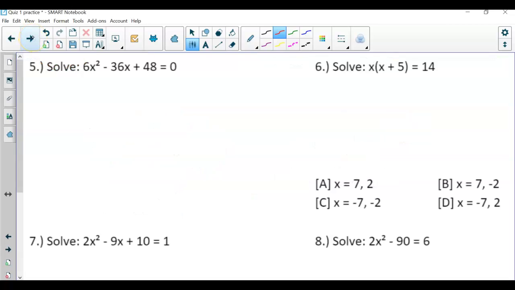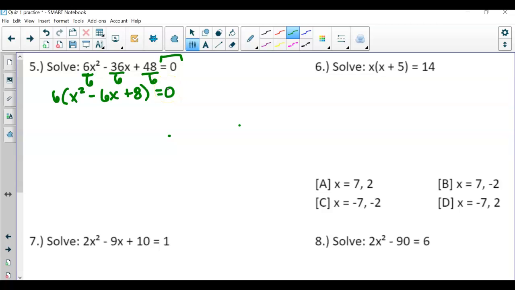Question number 5. Now notice we're solving, right? Our equation is equal to 0, so we're good to go. Now notice how a is greater than 1. So do we have a GCF? Yes. I can factor out 6. So I'm going to factor out 6, and we're left with 6 times x squared (6 divided by 6 is 1, right?) minus 6x plus 8 is equal to 0.